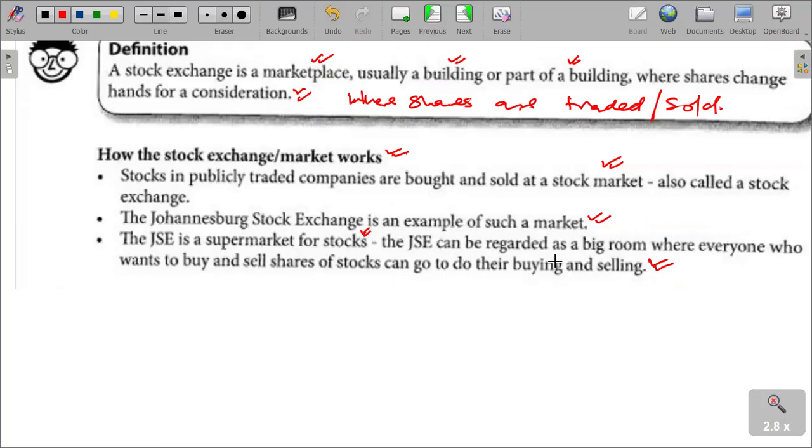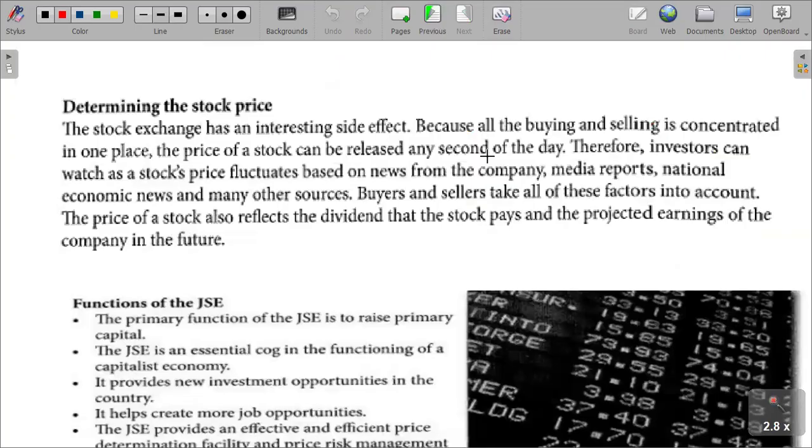And then, don't forget the definition of a stock exchange market. I've already elaborated on that, so please take note. What is the meaning of a stock exchange? It's quite important. And then, how is the stock price determined? Determination of stock price.